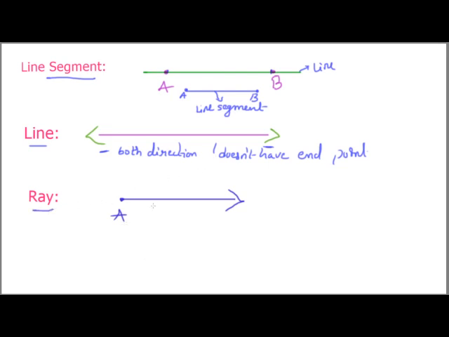Next one is ray. What is a ray? Now you have learned line segment and line, so what is a ray? A ray has one end point and doesn't have an end point on the other side. That means a ray has an end point on only one side, and no end point on the other side. It starts from one point and moves continuously in another direction.